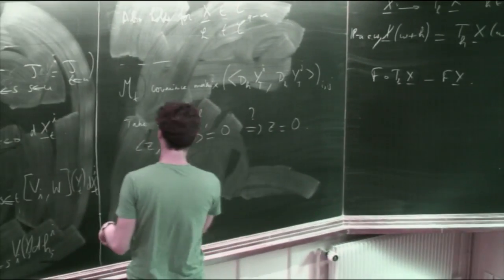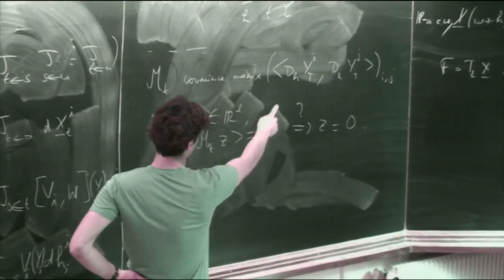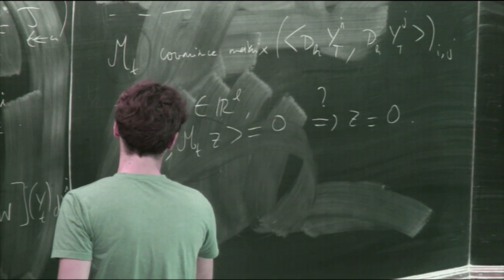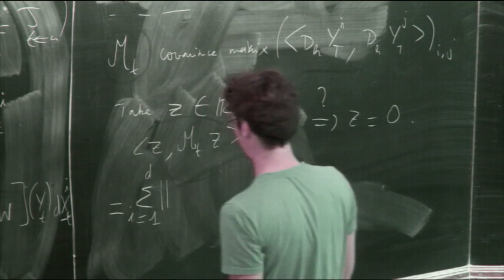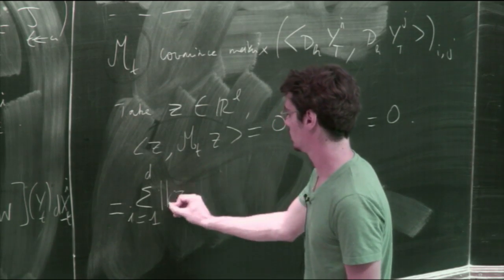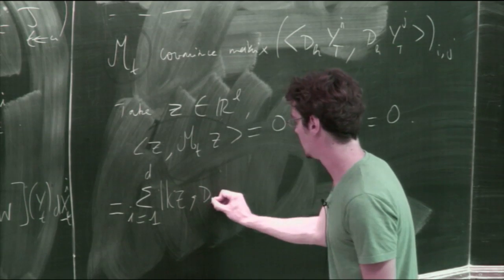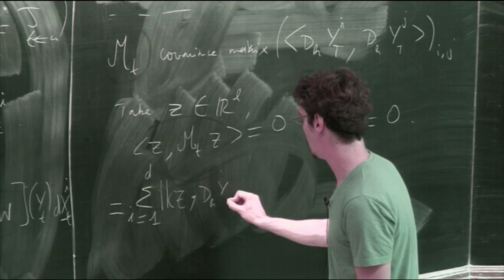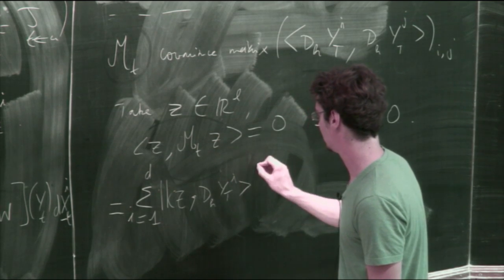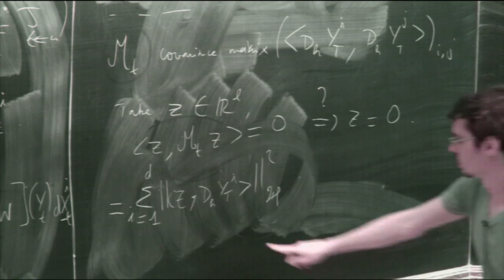You can write this as a sum. In fact, just with this form here, you see that you can write this as a sum for i equal 1 to D of z against dH of Y T i, squared. The notation is maybe a bit messy. So here we have something in R^e.